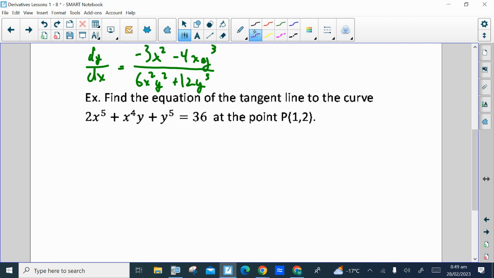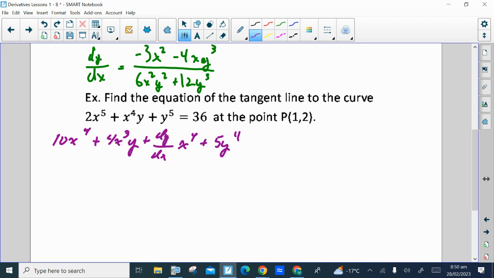So we start by, again, taking the derivative so we can get the slope of the tangent. So the first term, the derivative will be 10x to the fourth. The second term, again, we need to use the product law there. The derivative of the first factor will be 4x cubed times the second factor, which is y, plus the derivative of the second factor, the derivative of y is dy by dx, times the first factor of x to the fourth, plus, when you differentiate y to the fifth, don't have to use a product law there because there's no product, but again, implicit differentiation to be used, which has two steps.